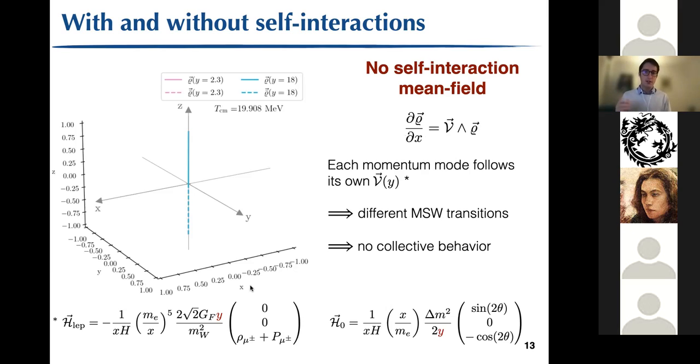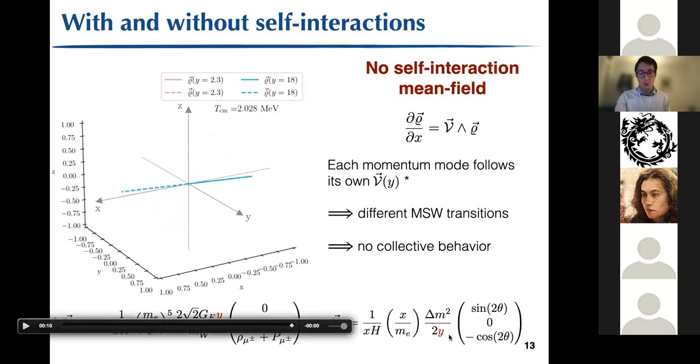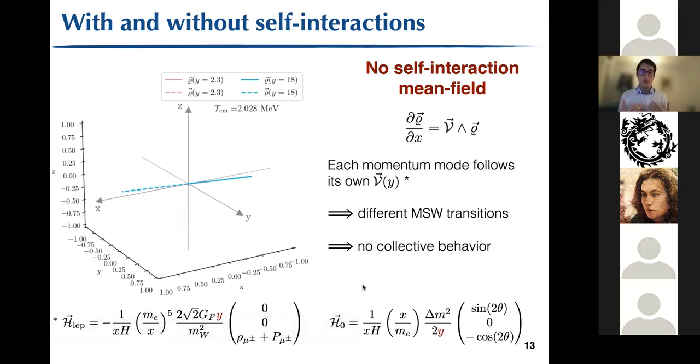At high temperatures, all the vectors are aligned with H lepton, and you can see here that it's aligned with the z-axis. But at smaller temperatures, after the MSW transition, the vector H0, which is the dominant contribution in the Hamiltonian, has a non-zero x component. You see first the pink transition, then the blue transition, because the MSW transitions do not take place at the same time, since there is a momentum dependence of the Hamiltonians. In the end, all vectors are aligned with the same direction, given by sine 2 theta minus cos 2 theta. But every momentum mode evolves individually. There is no collective behavior at all.